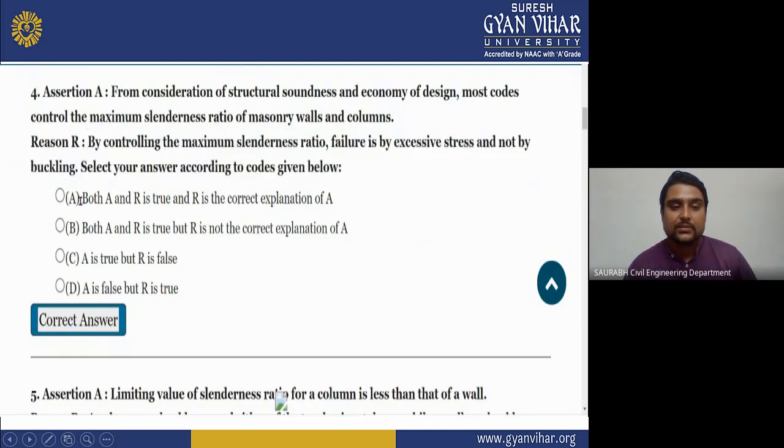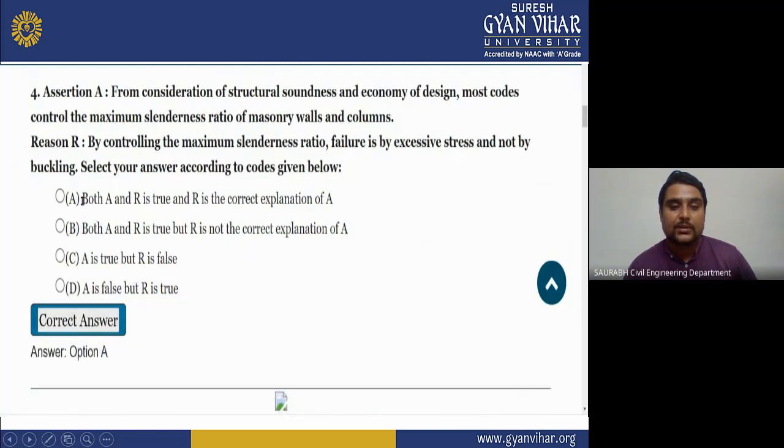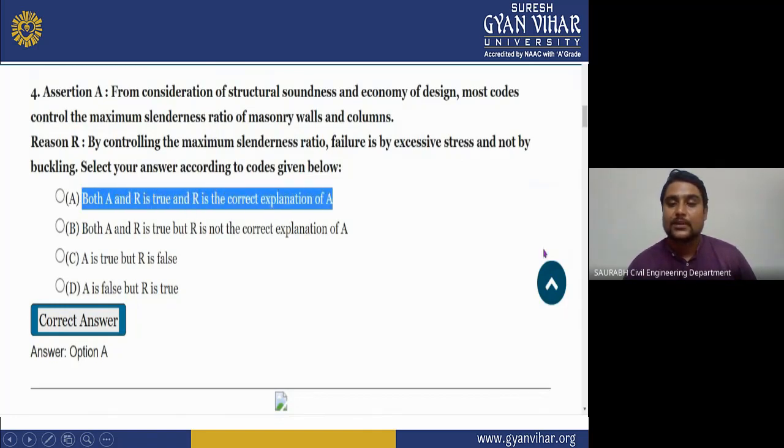First option: both A and R are true and R is the correct explanation of A. Both A and R are true, but R is not the correct explanation of A. A is true, but R is false. A is false, but R is true. Here the right answer will be A. Both A and R are true, and R is the correct explanation of A. Come on, the next question.